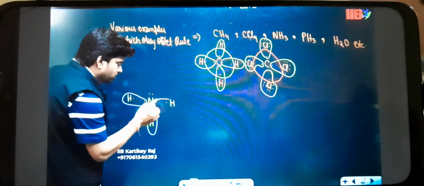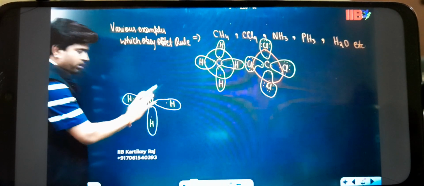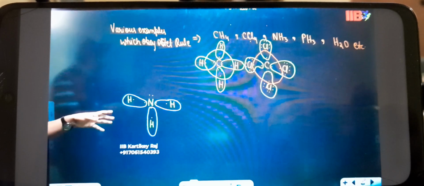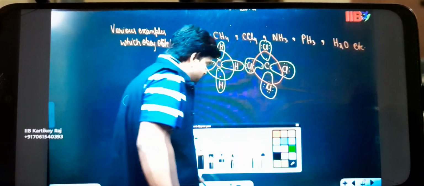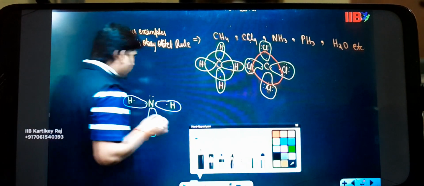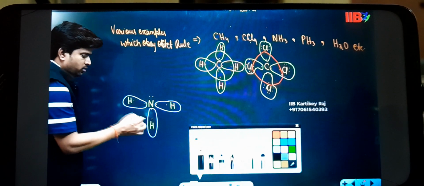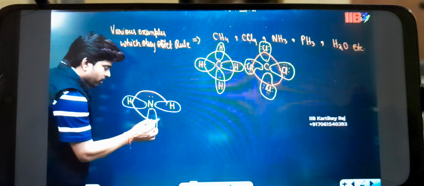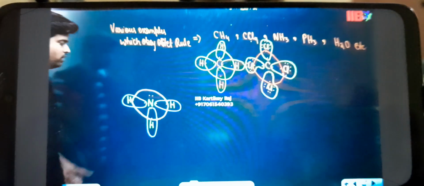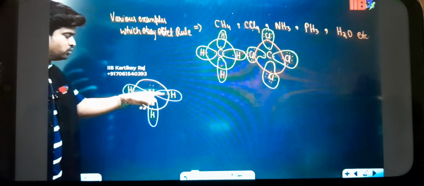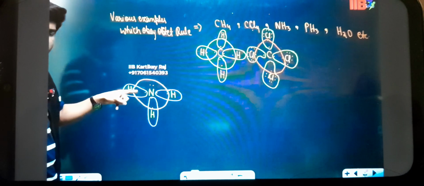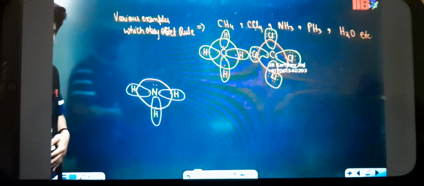Hydrogen wants to maintain the duplet. Duplet already achieved. Now nitrogen wants to maintain octet. How could it be possible? It is only possible when nitrogen also takes the electron of hydrogen. Now see guys, what is the total number of electrons in the nitrogen? 2, 4, 6, 8. So the total number of electrons in the nitrogen also becomes equal to 8.